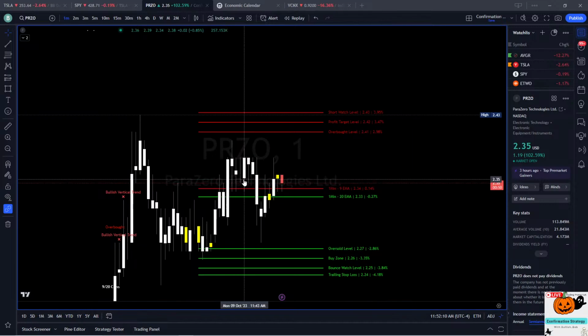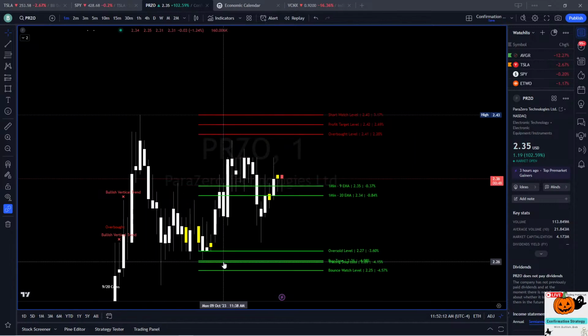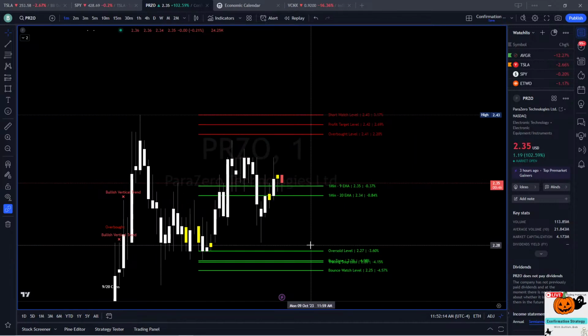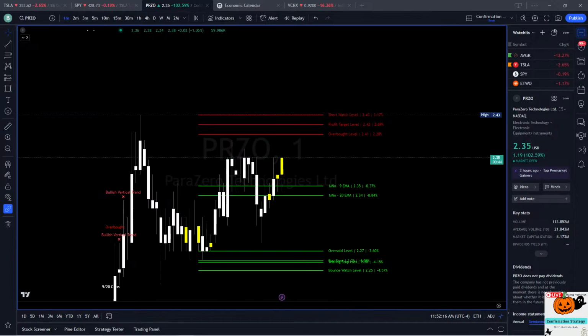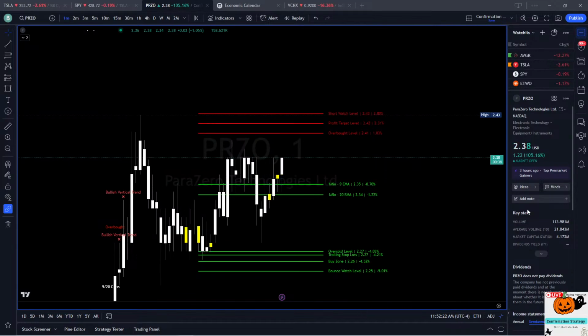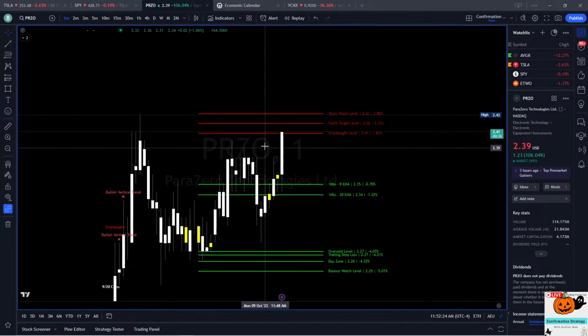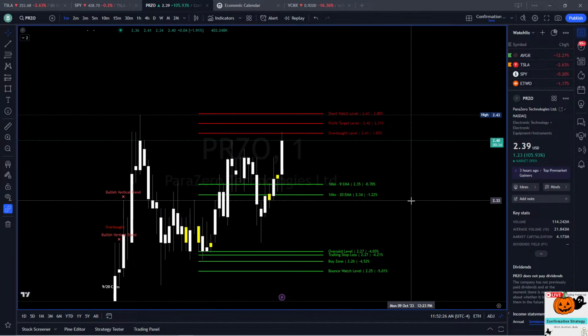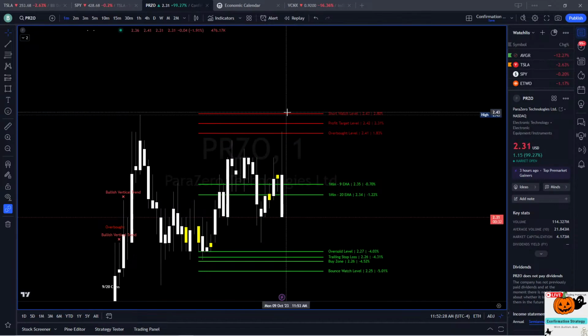It does have some volume, but it's kind of trickling out a little bit. These yellow candles tell me that the volume's dying out a little bit. But if you're looking for the most volume in the market today, this is our guy right now, PRZO. It's got 114 million shares. Look at that pop. Look, it just hit the overbought level. See that? Look at this, guys.